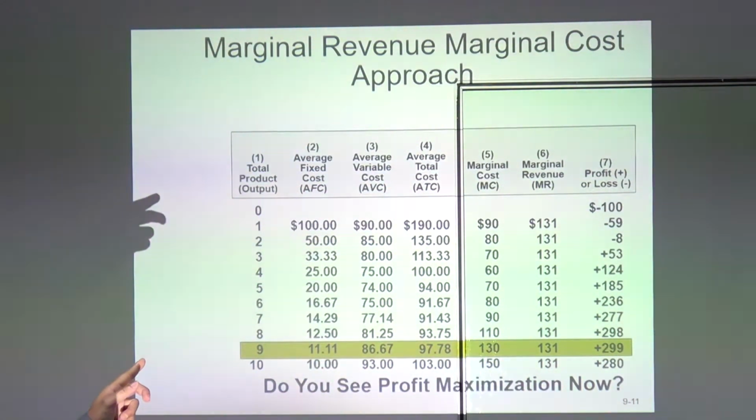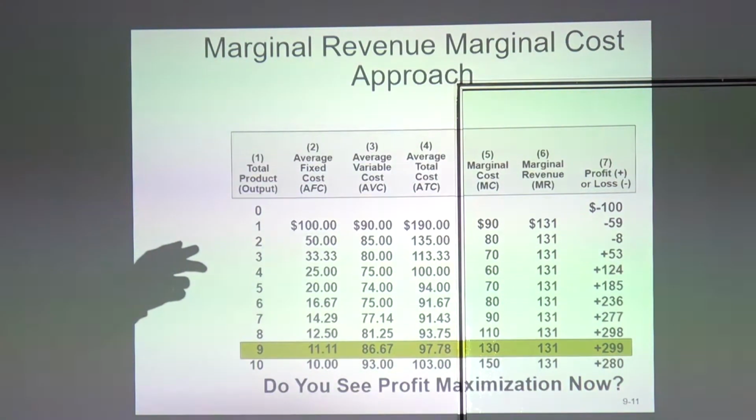Yes, yeah, marginal revenue is greater than marginal cost. Should we produce the fifth unit? Yes. The sixth unit? Yes. The seventh unit? Yes. The eighth unit? Yes. The ninth unit? Yes. And then we see that marginal revenue is almost exactly equal to the marginal cost.